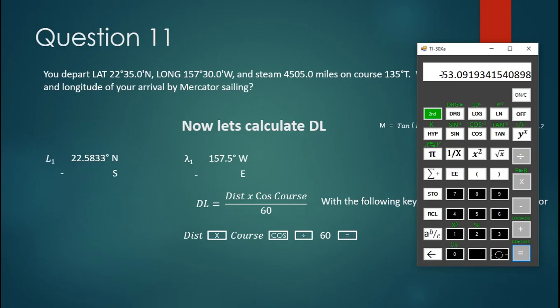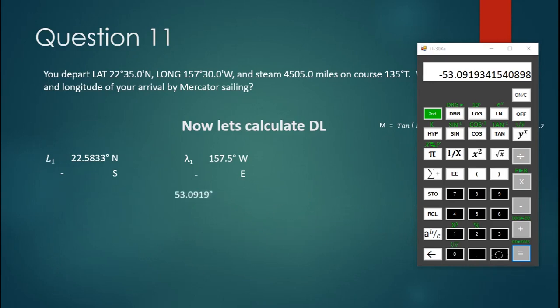5309. And again, here we ignore that minus sign because we've already gotten our correction over here. What you get on the calculator has no bearing as to what your correction actually is. That's why we put our correction in there first. So 530919. And we'll slide that over here to our latitude.